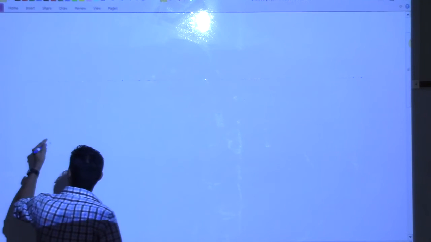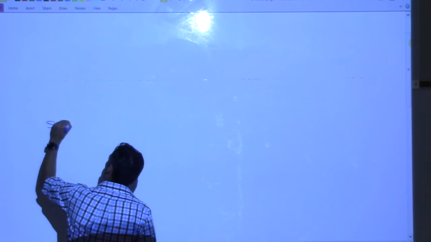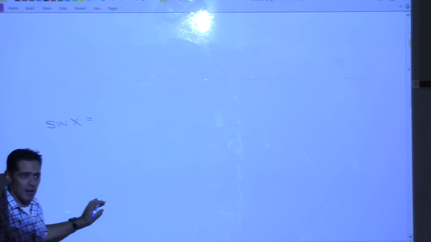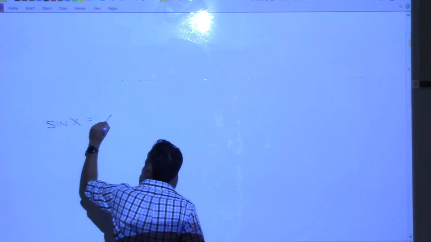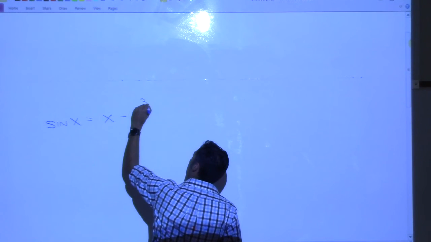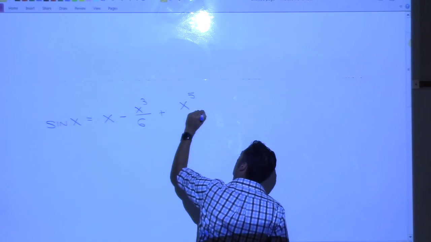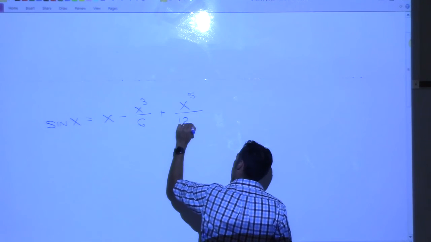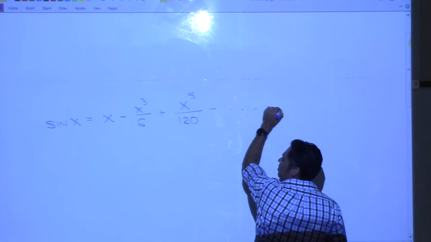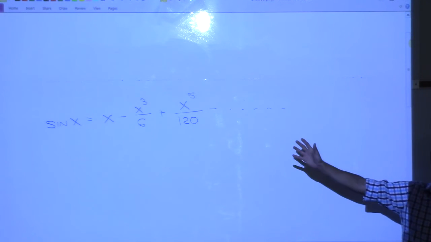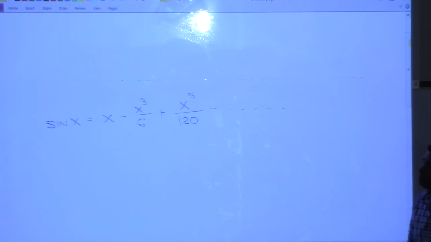Okay, so I'm just going to tell you this. Sine of x has a power series. Here's what it is: x minus x cubed over 6 plus x to the 5th over 120, I believe, minus, and then it keeps going. You just have to believe me on this. Let me just check, I think it's 120. 5 times 4, 20... yeah, okay, 120.